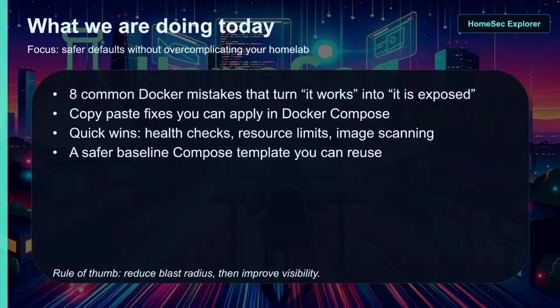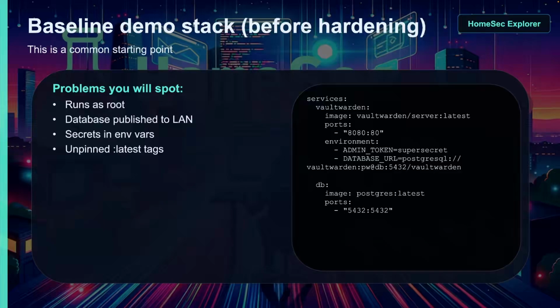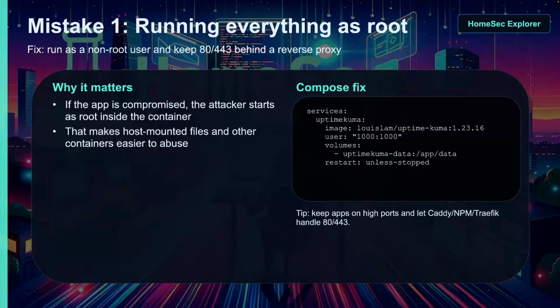Here's the plan. 8 mistakes. For each one, what the problem is, what it looks like in Compose, and how to fix it. And at the end, I'll show you a safer baseline template you can reuse. Quick note about the setup. Everything I show is Docker Compose. Nothing here requires Kubernetes.